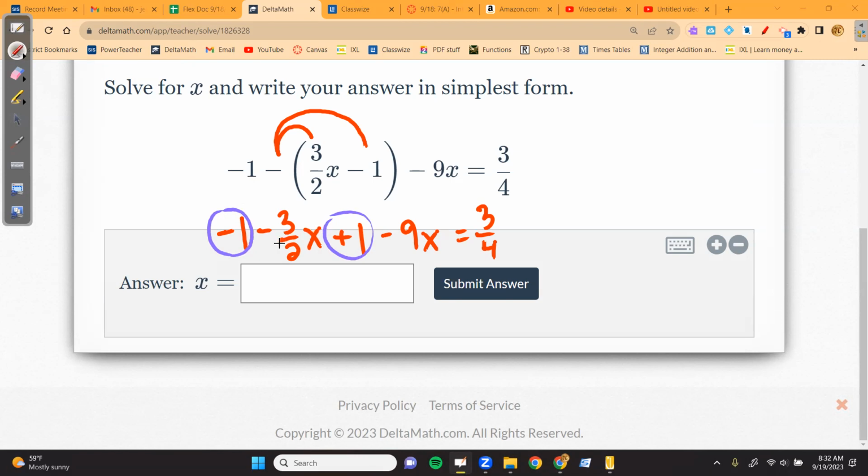They just go away. So really, my problem now just says negative 3/2 of x minus 9x equals 3/4. And I wouldn't advise you to combine those like terms because then you're back in the danger zone. It's time, let's just make our lives easier and eliminate these dumb fractions. What do we multiply by? 4.